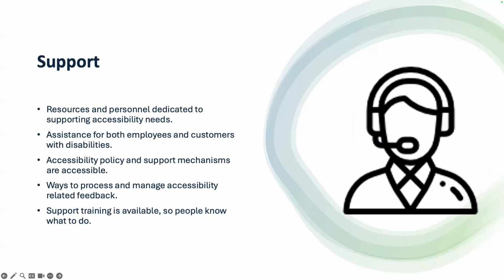The next dimension is support. So you have resources and personnel dedicated to supporting accessibility needs. And this is both for your customers and for your employees. Accessibility policy, support mechanisms are accessible. You want to have ways to process and manage accessibility-related feedback, and support training is available so that people know what to do.